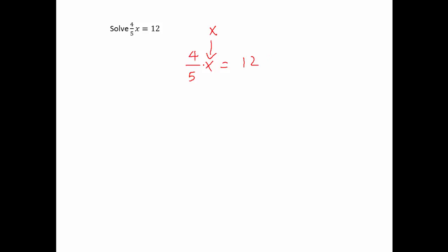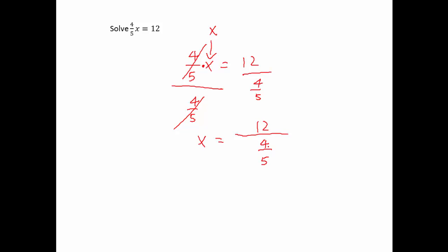So we have a multiplication here. In order to move 4 over 5 to here, you need to cancel it, right? So in order to cancel this, you need to divide by 4 over 5 on both sides, right? This goes away. So you have x left. x equals 12 divided by 4 over 5.